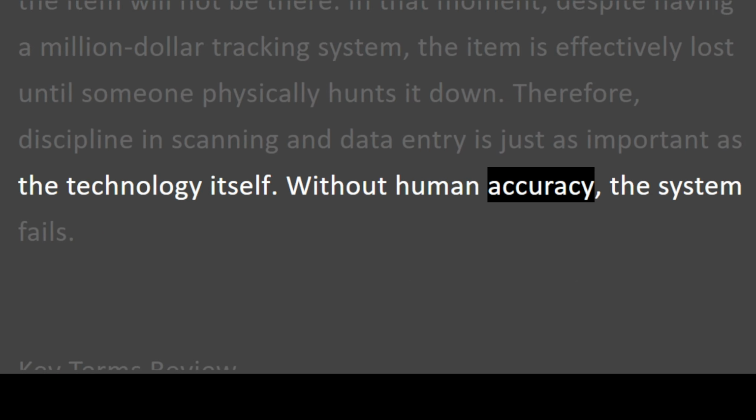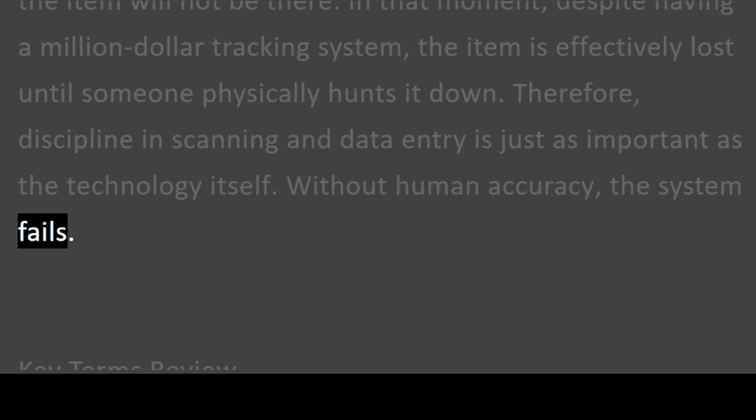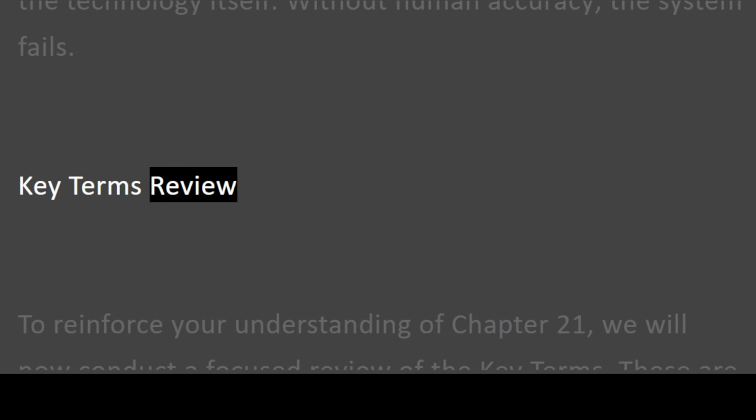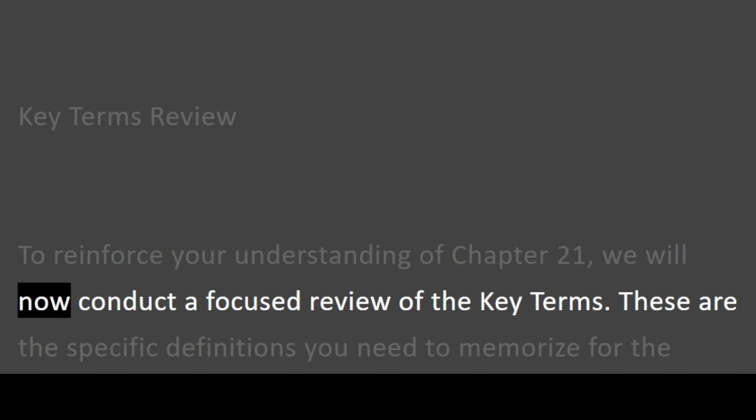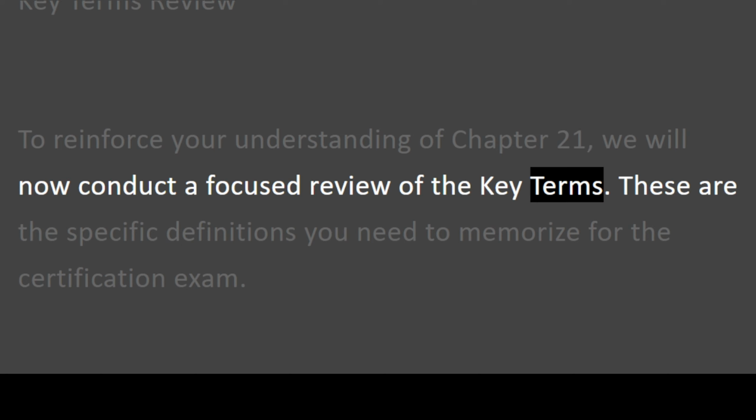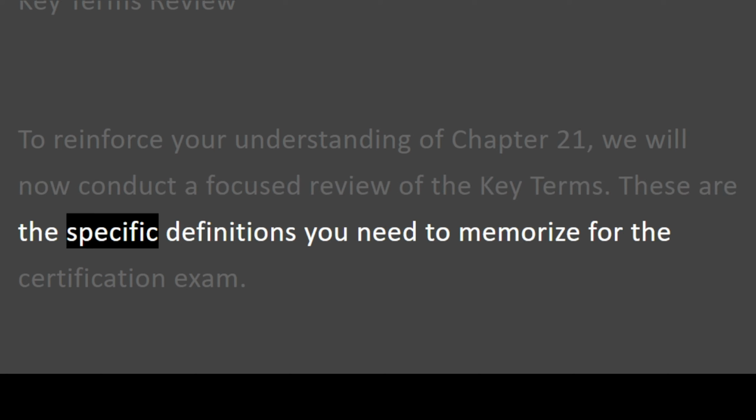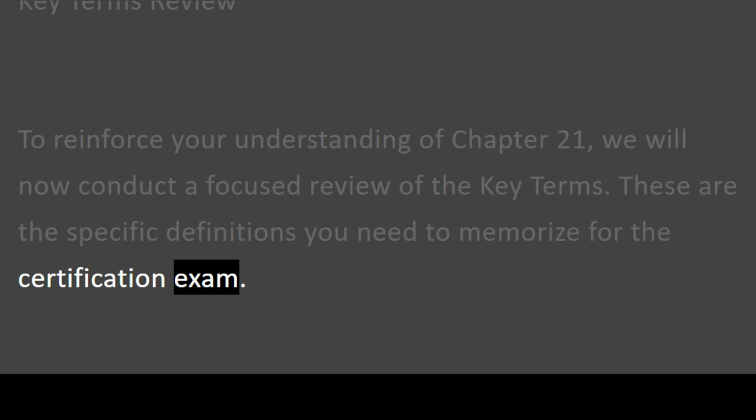Without human accuracy, the system fails. Key terms review. To reinforce your understanding of Chapter 21, we will now conduct a focused review of the key terms. These are the specific definitions you need to memorize for the certification exam.